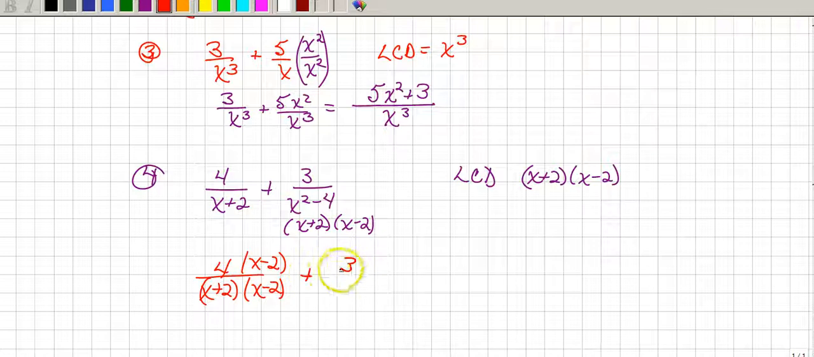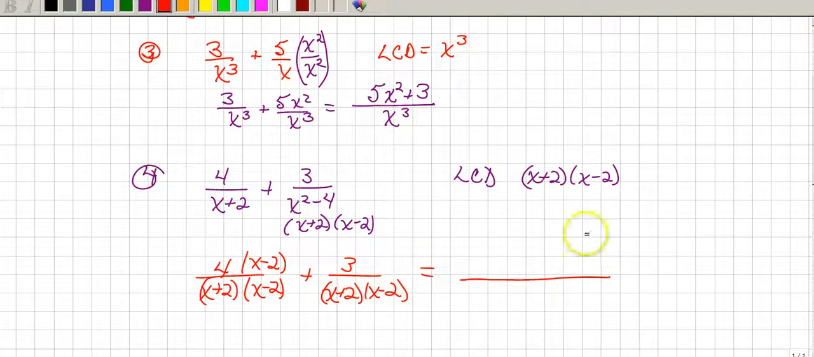The second fraction is going to remain unchanged. x plus 2, x minus 2 was already there in the denominator. So now let's add the numerators together and put them over that common denominator. I'm going to FOIL the denominator back, and we know that it equals x squared minus 4. The numerator I need to distribute, so in the first fraction, 4 times the quantity x minus 2 is 4x minus 8. And then we combine that with the second numerator, plus 3.